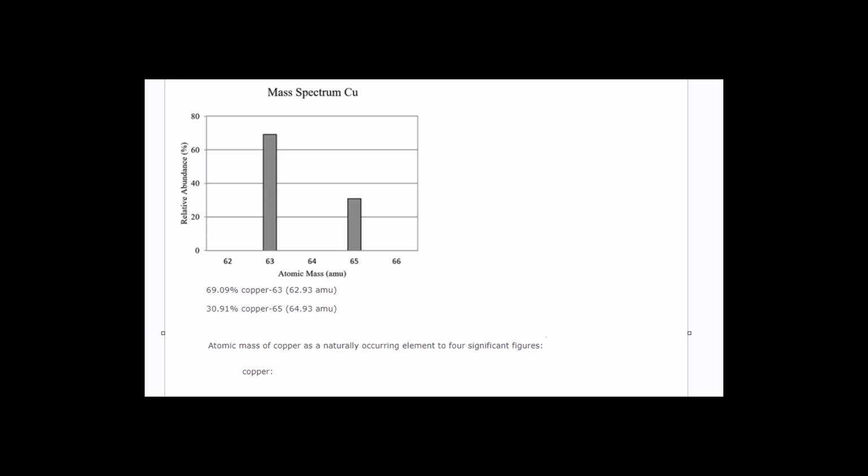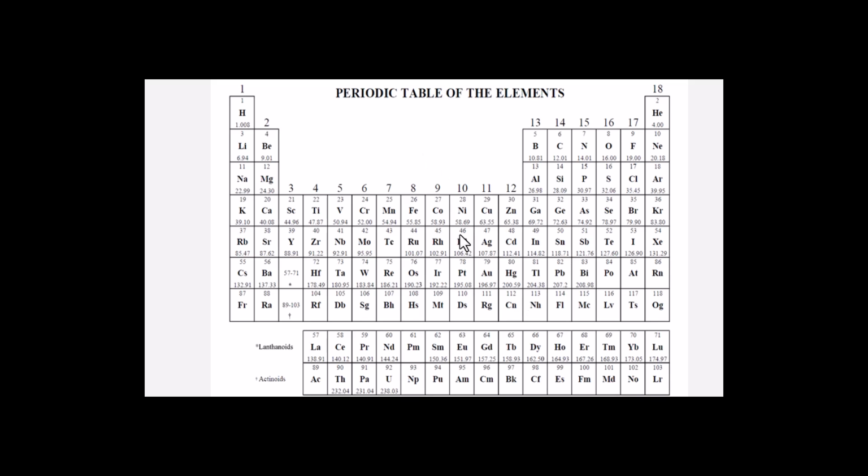Mass spectrum charts are an important part of AP Chemistry, and that's what this question is about. So let me explain what mass spectrum charts are and how to interpret them. We'll start off with a periodic table because that's what we're dealing with. We're dealing with elements. Here we've got a table, and we're going to start off with fluorine.